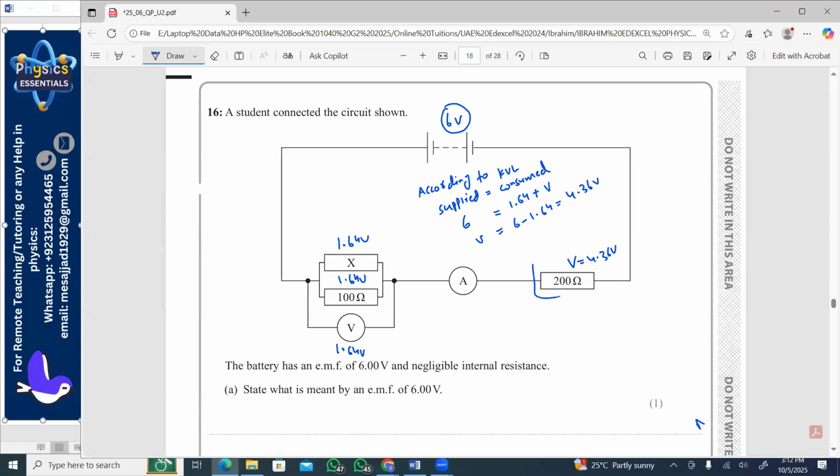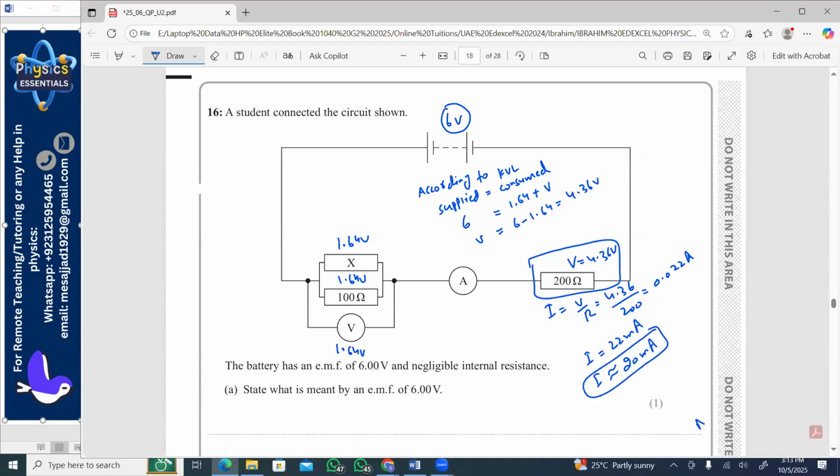Okay, this is 4.36 volts. Now I have here voltage and resistance, so I can easily find the current here, which is I equals V over R, 4.36 over 200, and it is going to be 0.0228. Okay, so that is about 22 milliamperes. And that is exactly about 20 milliamperes.